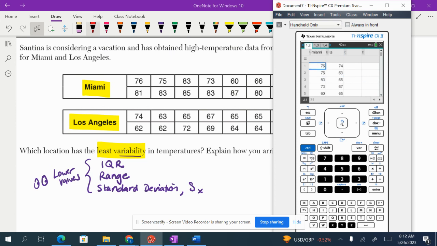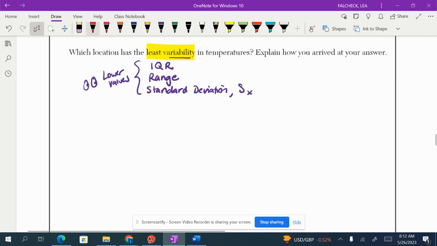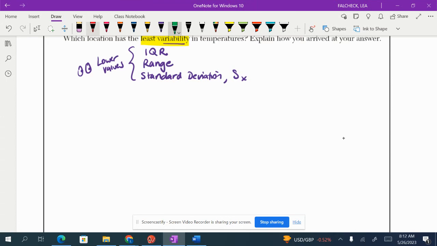All right. Now that you have your two columns, we are going to run one variable statistics for Miami. We're going to write down the key information. We're going to write down the IQR, the range, and the standard deviation. And then we're going to do the same for LA. So let's go ahead and make ourselves a little chart organizing our information.